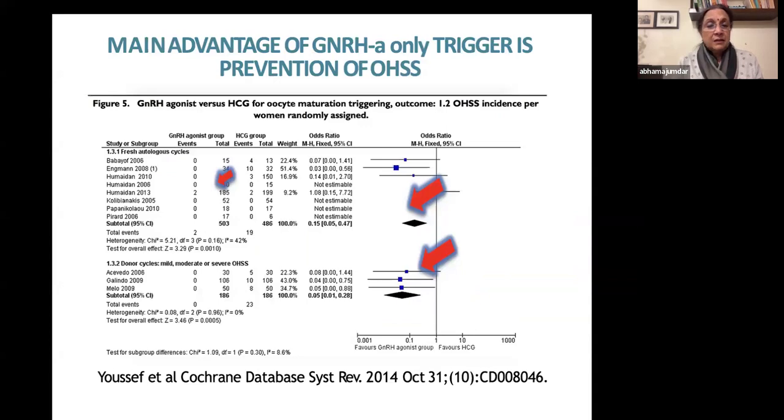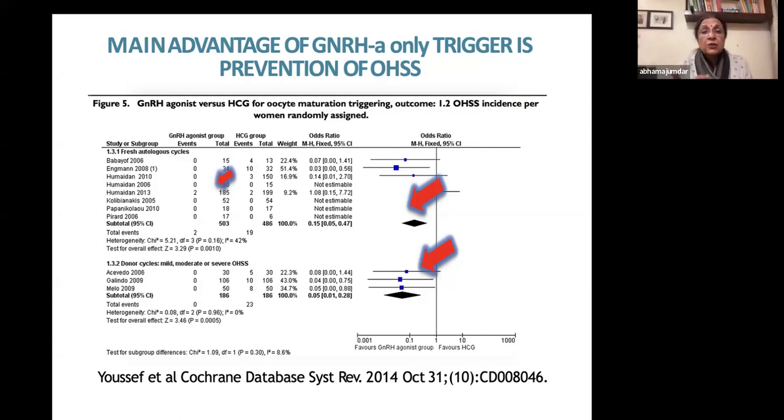This Cochrane Database systematic review in 2014 shows that giving a GnRH agonist versus HCG trigger for oocyte maturation favors GnRH agonist in OHSS incidence. So OHSS doesn't happen with GnRH agonist, but with HCG trigger, OHSS would happen. But the luteal phase is absolutely unsupported by GnRH agonist trigger, whereas it is very well supported by HCG trigger.